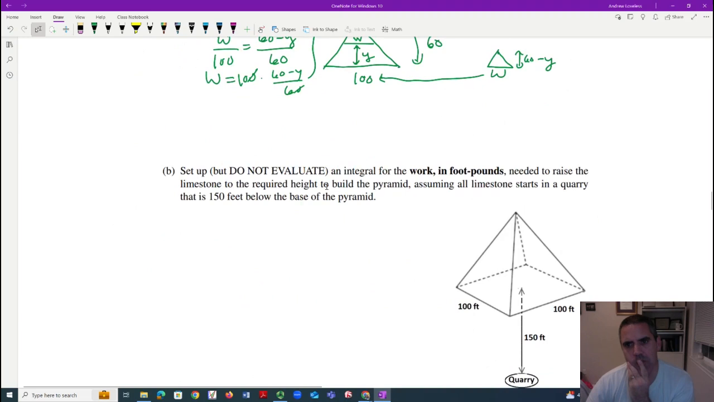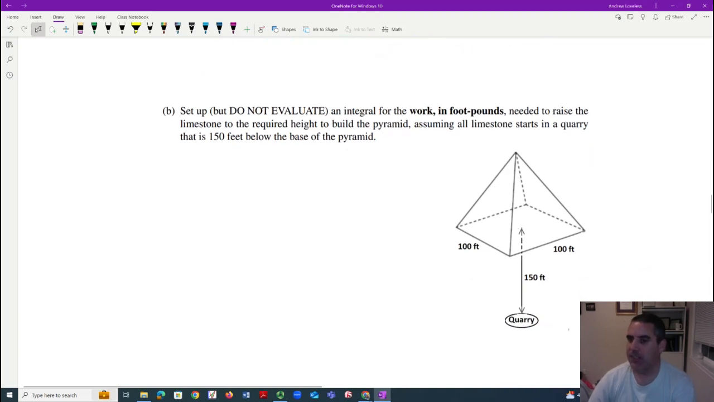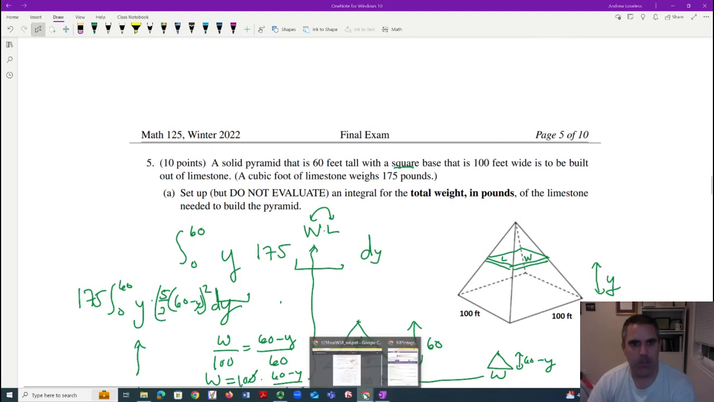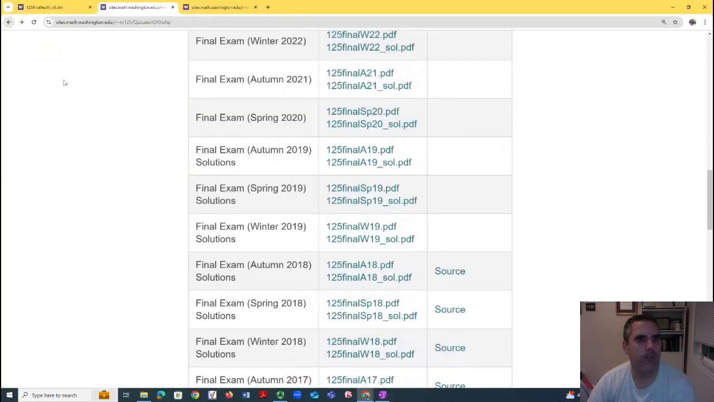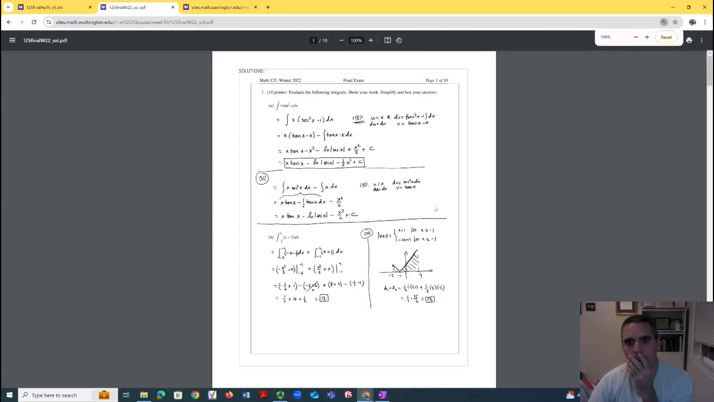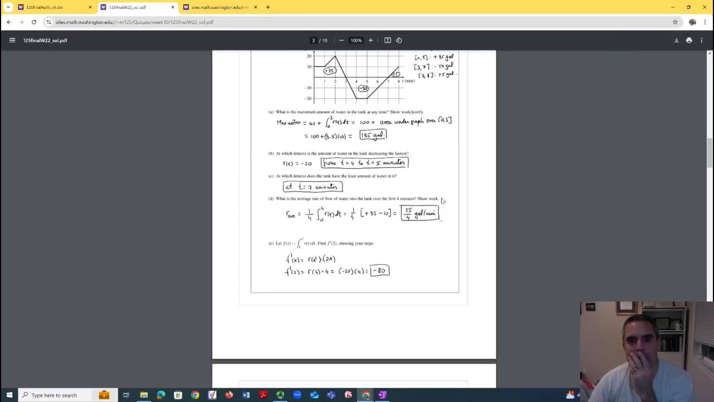Then it has, if you raise it from further down, assuming all the limestone section of quarry, that's 150 feet below the pyramid. Everything's essentially the same. You're just lifting it an additional 150 feet. So instead of lifting at y, it's going to be y plus 150. What was that? Winter 2022. Let's go take a peek. Winter 2022. See where this goes.